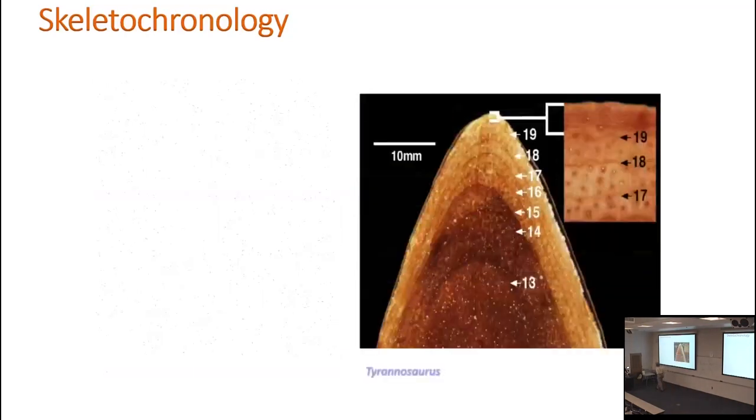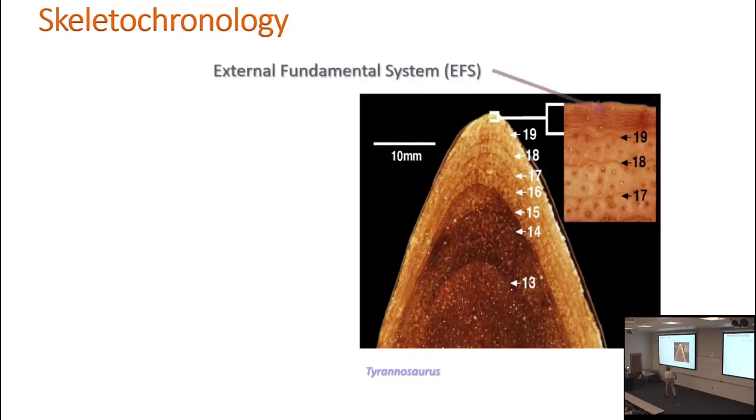Or over here, this is the rib of the specimen of Tyrannosaurus called Sue. So one of the largest specimens. It's on display in Chicago, and in this section of rib, it shows 19 clear LAGs, but then at the outer rim of bone, there's actually a whole bunch of LAGs stacked on top of each other. And what that means is that the animal was still alive, it was growing, but it had essentially achieved full body size, so it wasn't growing very much. And this represents what's called the external fundamental system, or EFS.